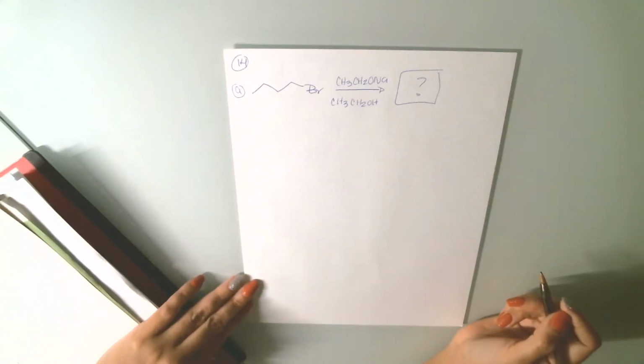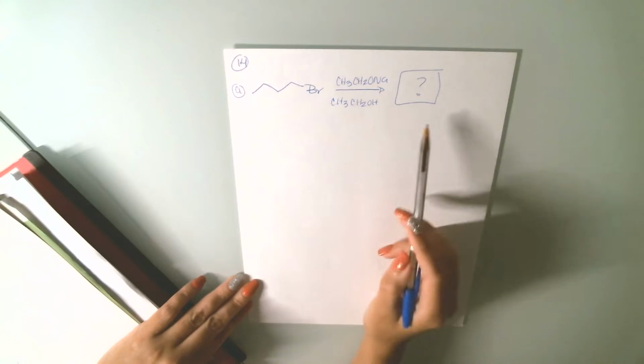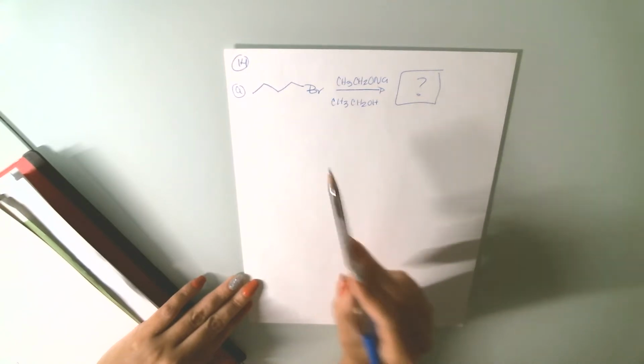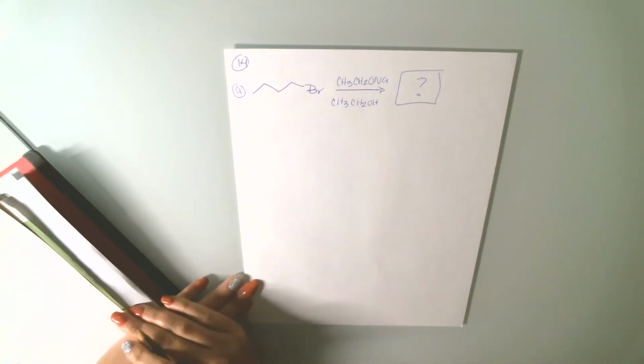Let's answer question number 14. Let's start with A. We need to complete the following reaction, and we also need to identify the reaction as SN2, SN1, E2, or E1.